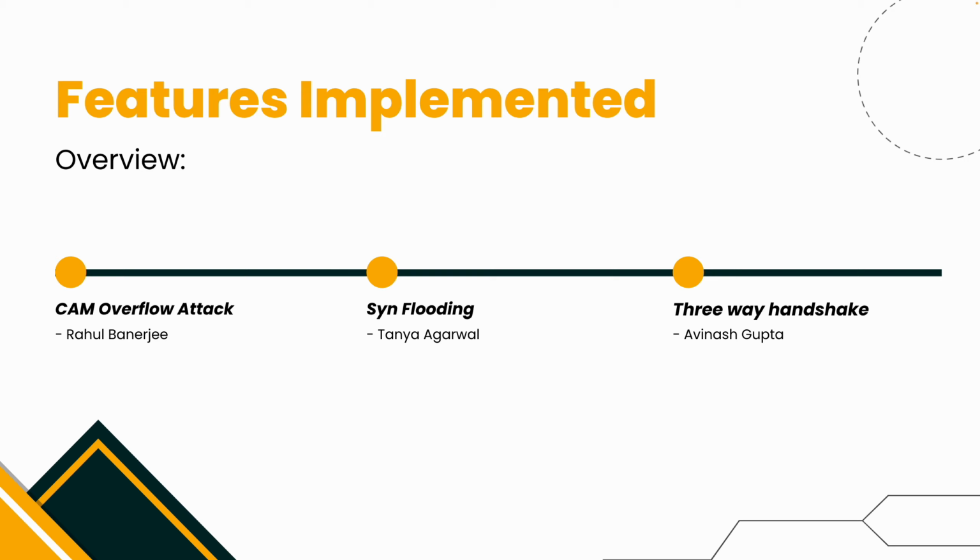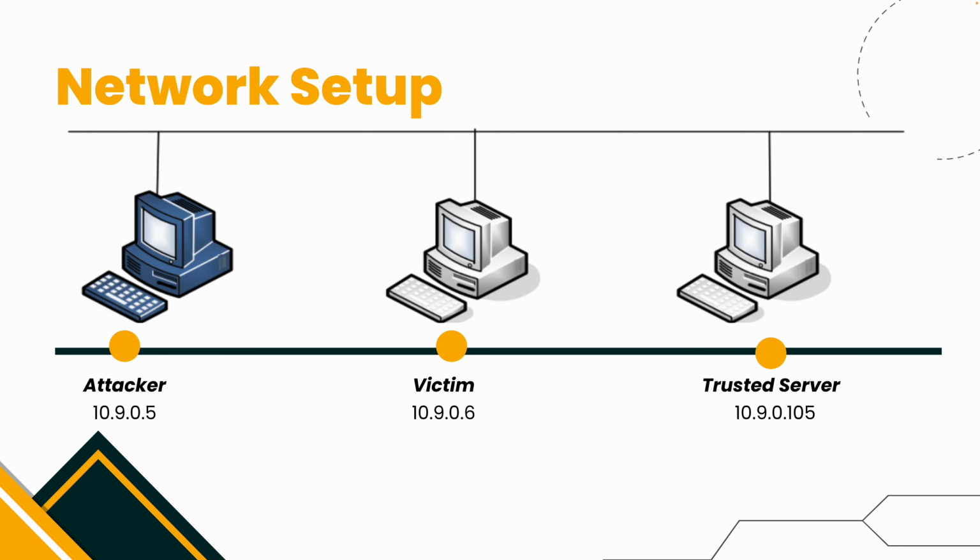Hi everyone, I'm going to explain what features we have implemented individually. Starting with the CAM Overflow Attack, which has been implemented by Rahul Banerjee. Then SYN Flooding has been explained and implemented by me. And the last feature that we have implemented is the three-way handshake, implemented by Avinash Gupta. Now how we have set up our network will be explained by Avinash.